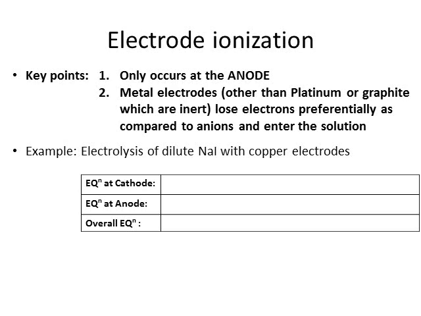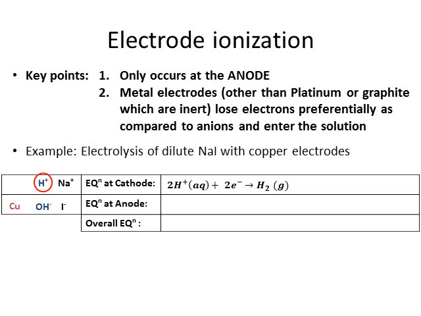Okay, so now let's look at the electrolysis of dilute NaI with copper electrodes. Again, we put in all our ions present. But please remember, because the electrode is copper, electrode ionization occurs at the anode, so I'm going to put copper here as well. The choice is clear between H plus and Na plus at the cathode, so you're just going to get H plus being discharged. For the anode, when you have competition between these three, the metal electrode always wins. So the metal electrode will be discharged: the metal will lose electrons, form a positive ion, and enter the solution.